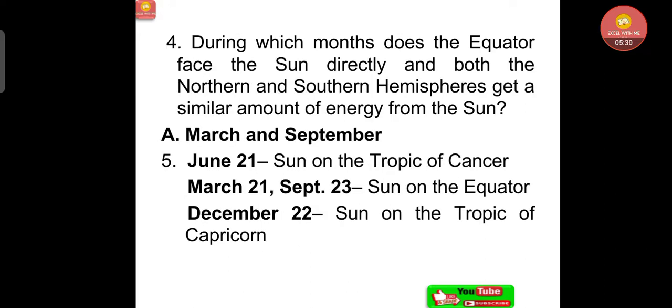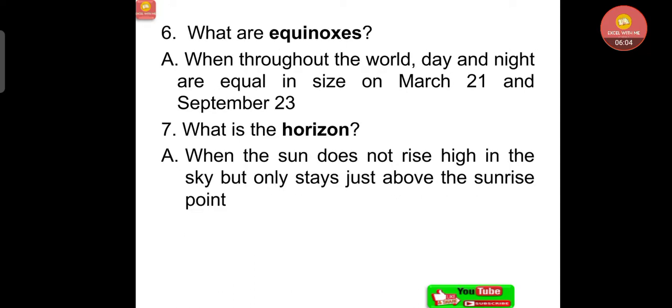Next question, during which months does the equator face the sun directly and both the northern and southern hemispheres get a similar amount of energy from the sun? That is March and September. Now let's understand the important points here. June 21st, sun will be on the Tropic of Cancer. March 21st, September 23rd, sun on the equator. Then December 22nd, sun on the Tropic of Capricorn. Very important points.